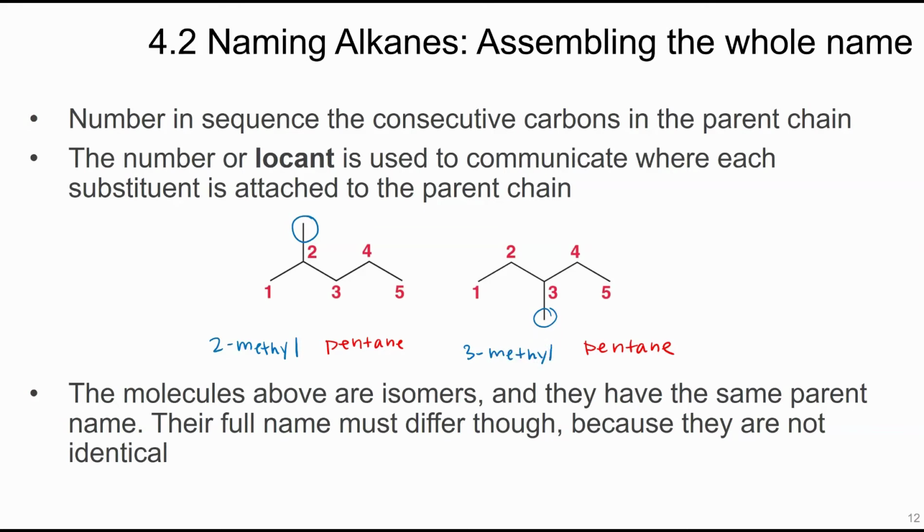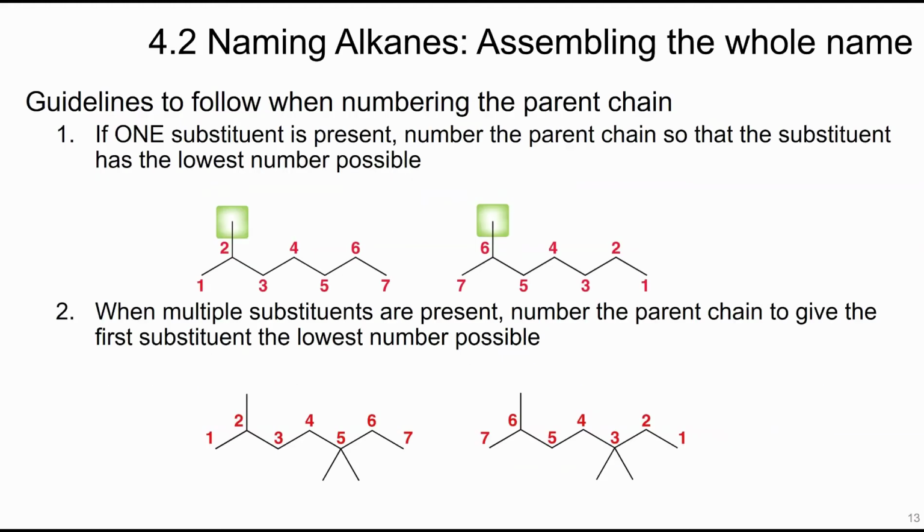These molecules are isomers because they have the same parent name, but their full name is different because they're not identical. So they're constitutional isomers of each other. Different name, same formula, different structure. When you're numbering, if one substituent is present, you want to number the chain so that it has the lowest number possible. These are both the same structure. One is numbered left to right, the other is right to left. This one gives the substituent at 2, while this one is at 6. So this is the correct one. So you want the lowest overall numbering.